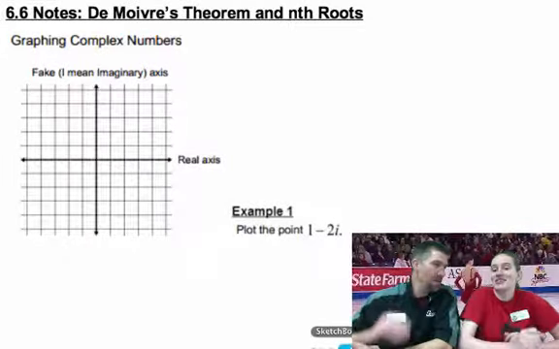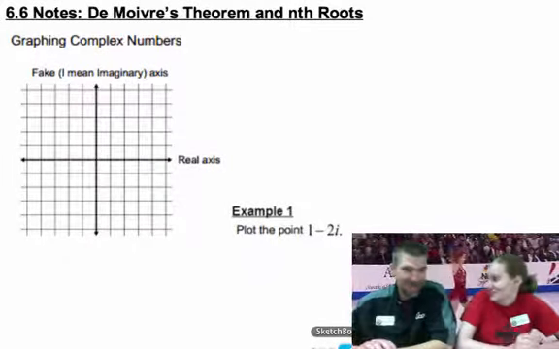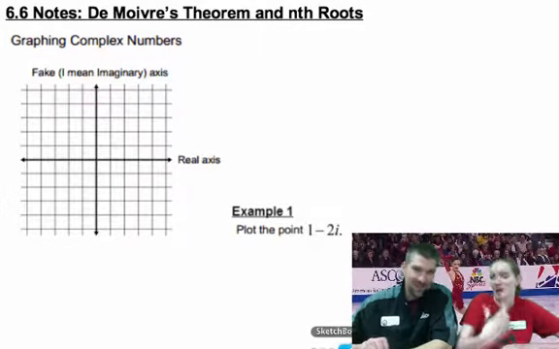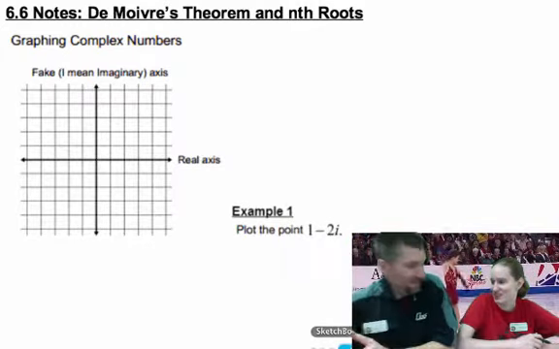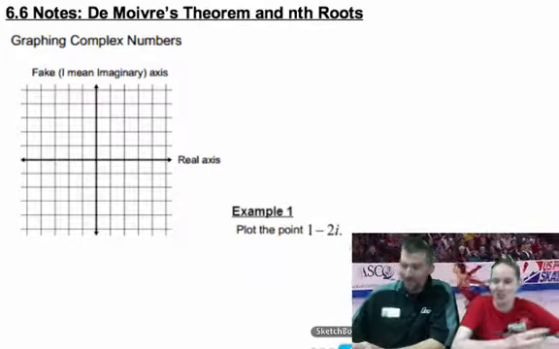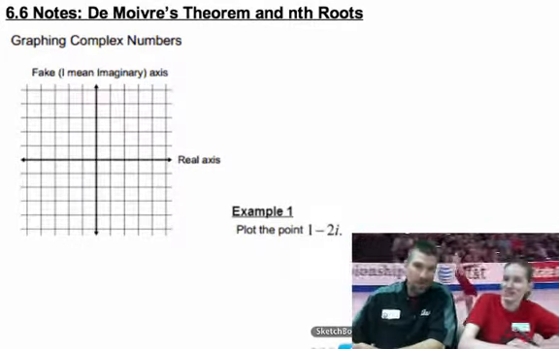De Moivre's theorem. I believe this is French and it's pronounced De Moivre's theorem. But if you want to show where you're from and say De Moivre's theorem, we're going to talk about De Moivre's.